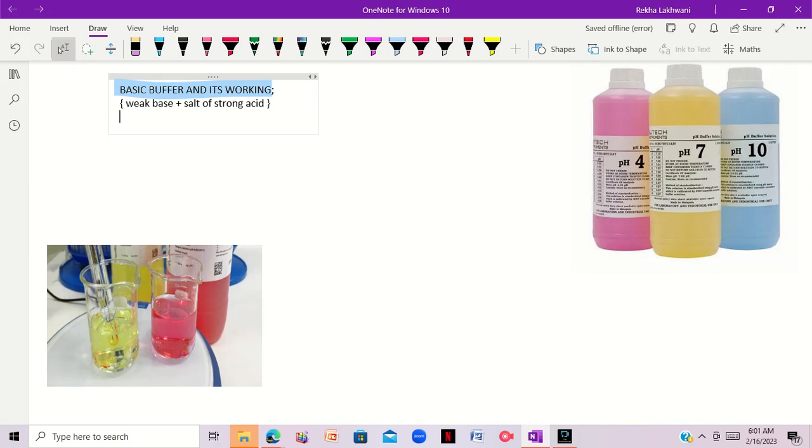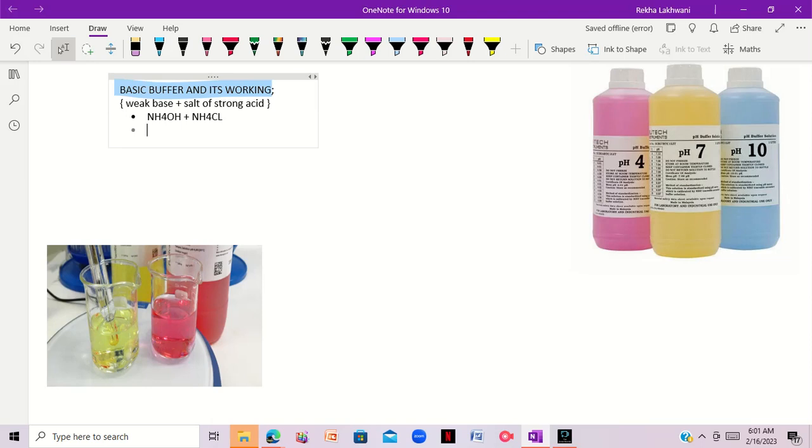So let's have examples. The first example: let's combine ammonium hydroxide with a salt of a strong acid. Ammonium hydroxide is a weak base. Let's combine it with ammonium chloride. This is an example. We can have other examples too.